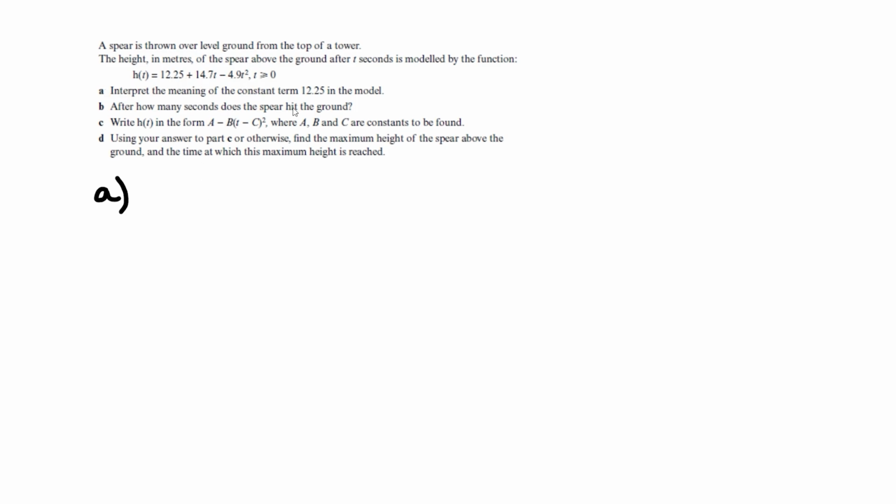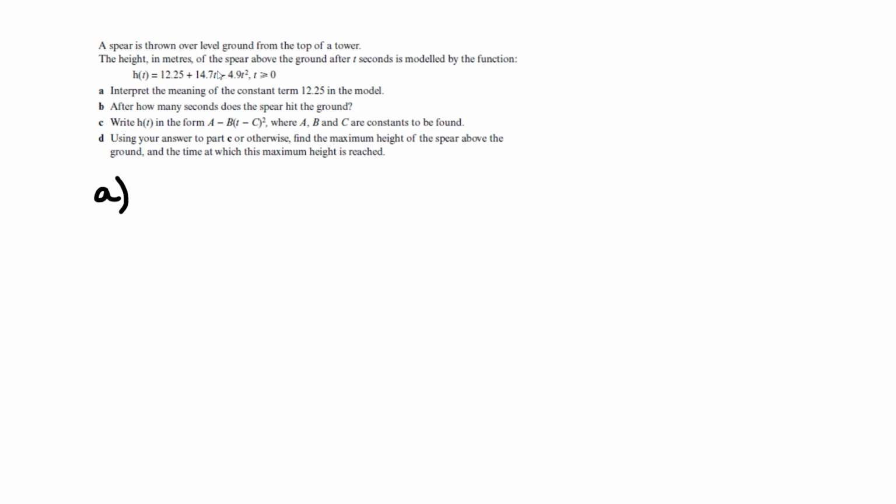So to interpret the meaning of the constant term 12.25, we're going to sub in 0 for time. Why? Because this is the instant at which the spear is thrown. Or you can think about it as where the spear is when it has not been thrown yet. So when we input 0, we get 12.25 plus 14.7 times 0 is just 0, and 0 squared is just 0, and minus 4.9 times 0 is just 0 as well.